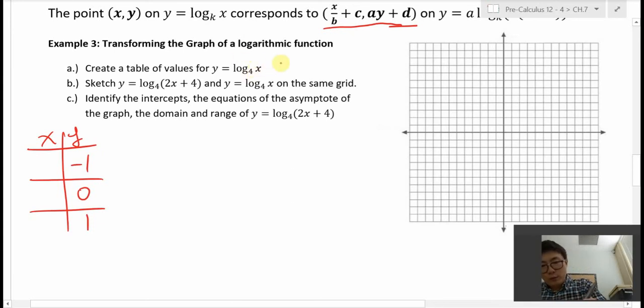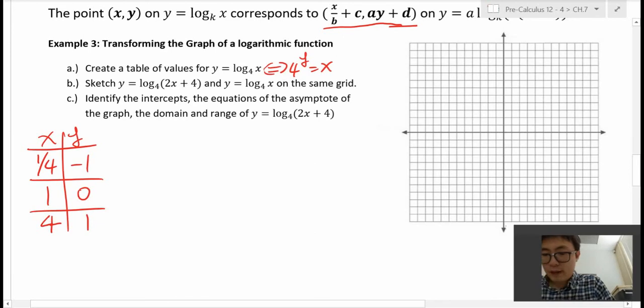So remember, this is equivalent to 4 to the power of y is x. So now this x value will be 4 to the power of -1, which is a quarter. 4 to the power of 0 is 1. 4 to the power of 1 is 4. So that's the table of values for y equals log base 4 of x.